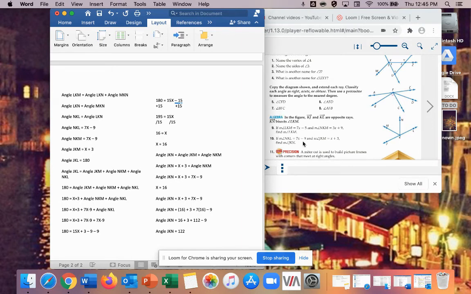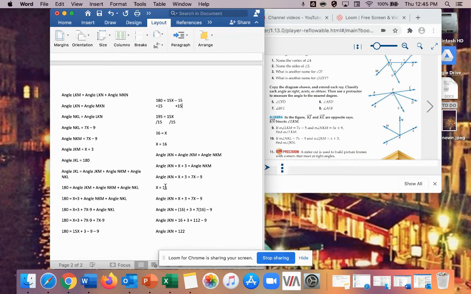You have to solve for JKN according to the problem. Angle JKN equals JKM plus NKM. So we're trying to find this angle right here, JKN. And we know what this angle is and this angle. So if we add them together, we should be able to solve. We know JKM equals x plus 3, and we know NKM equals 7x minus 9. So JKN equals x plus 3 plus 7x minus 9.